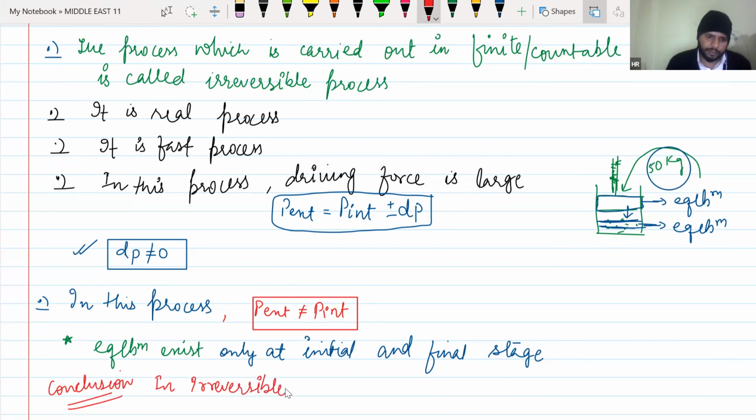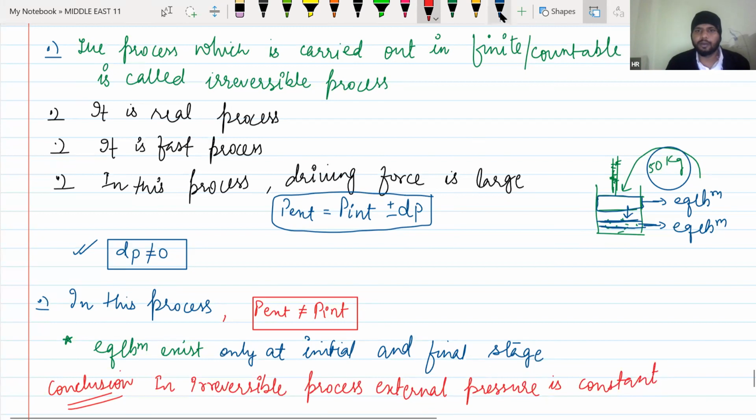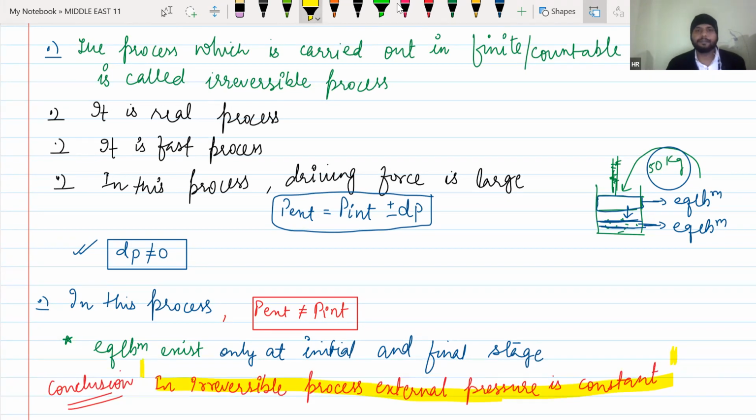In irreversible process, external pressure is constant. Whenever there is a term in a numerical that says external pressure is constant, that means it is irreversible process. Very important point from a numerical point of view.